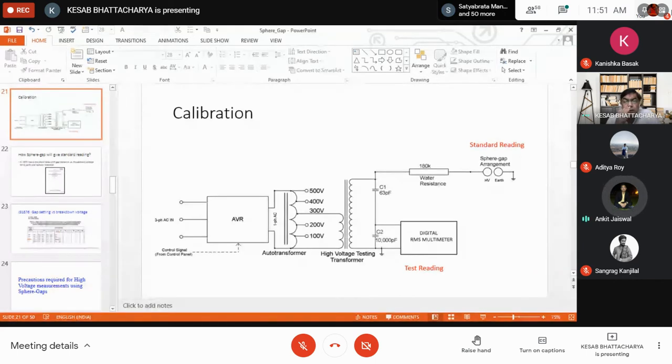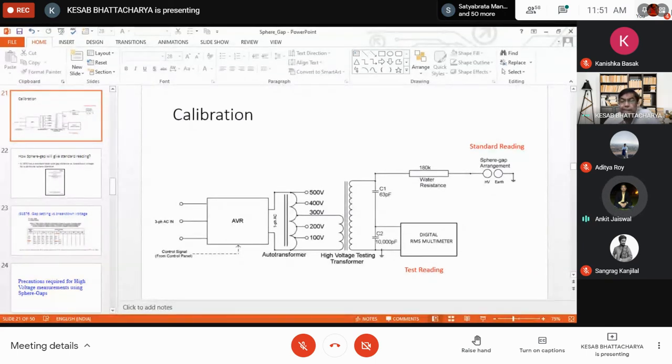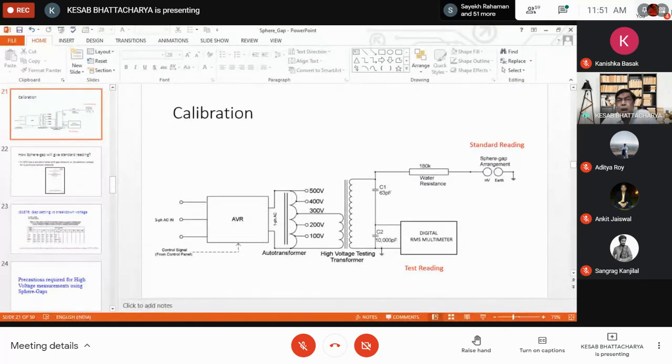So instead of water resistance, can we use a relay over there? A relay will not serve the purpose of damping out the oscillations. Neither will the relay be able to restrict the current. It may cut the circuit off, but then again you have to switch it on, and so on. That is why a relay is not used. Okay.